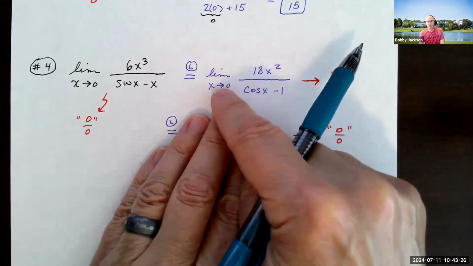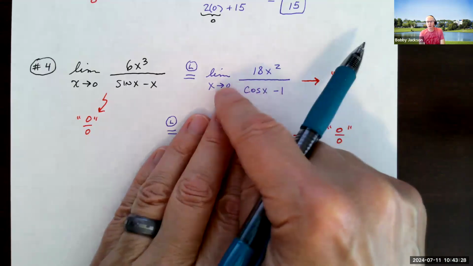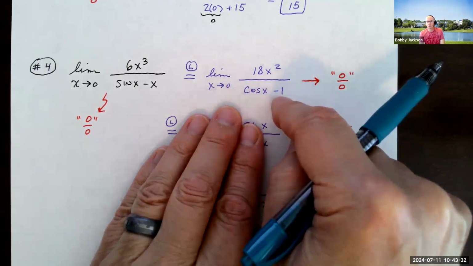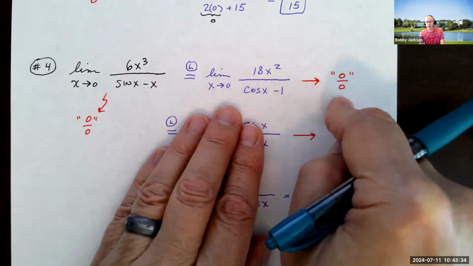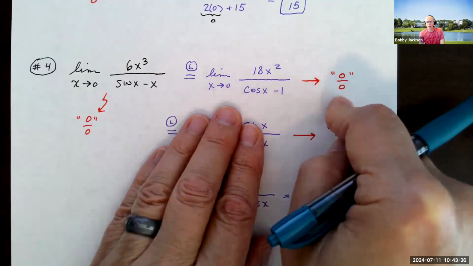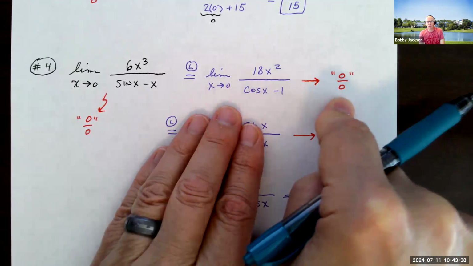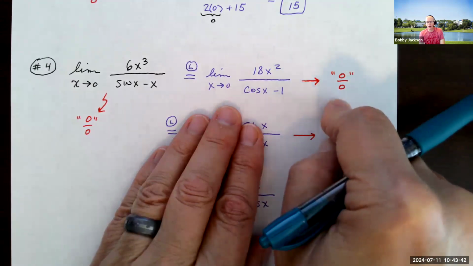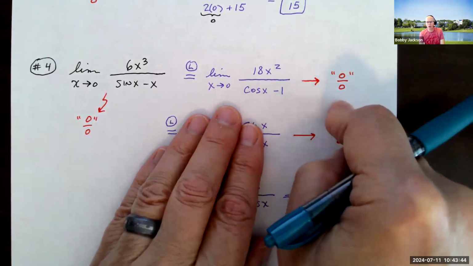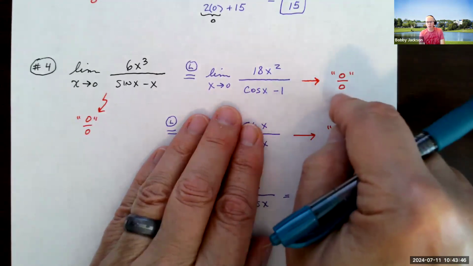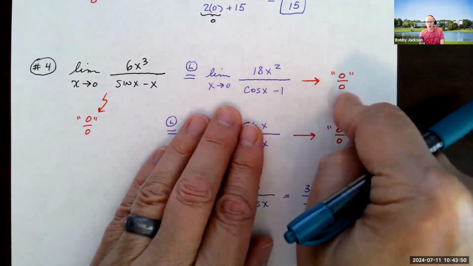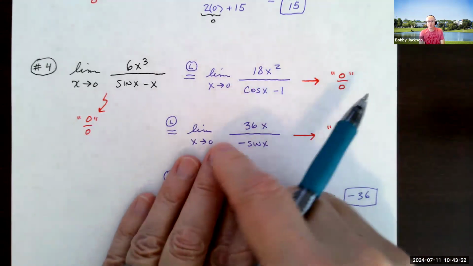So when I plug in 0 now, up top it's clearly 0. Cosine of 0 is 1, and 1 minus 1 is 0. So we're still of this indeterminate form. What does that mean? Does that mean this limit does not exist? Does that mean L'Hopital's rule fails? Does that mean we have to do something else? Well, no. We can apply L'Hopital's rule now to this limit because it's of this form. So we're going to apply L'Hopital's rule again.